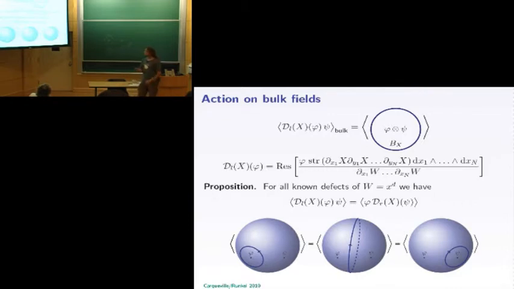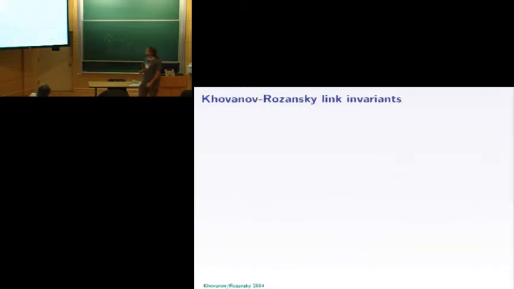Now let me go from the action of bulk fields to another action of defects, but on themselves. And this will allow us to compute explicitly Khovanov-Rozansky link homology.